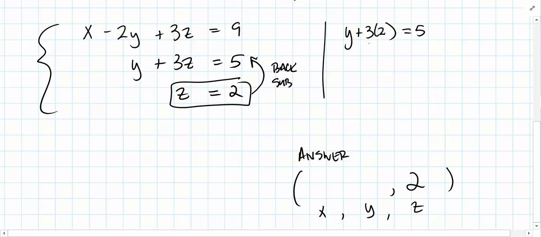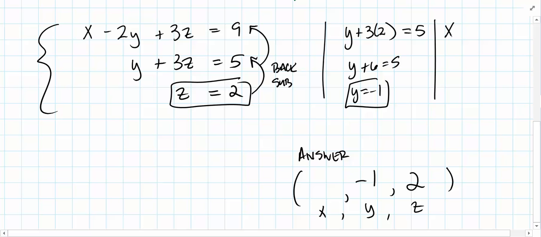row 2. So that means that y plus 6 got to be 5. So that means that y has got to be a negative 1. So y then is negative 1. Good. Now that I know y is negative 1, we can use back substitution again and go up to row 1 and solve for that one.